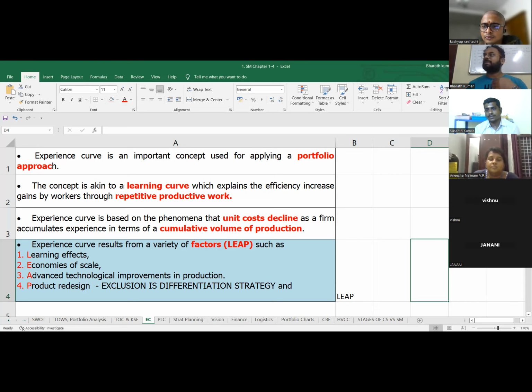So what I am talking about is called the experience curve or learning curve, because of repetitive productive work. So automatically you are going to get this done.